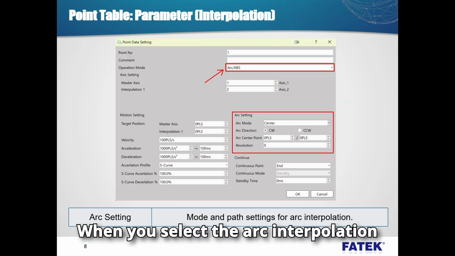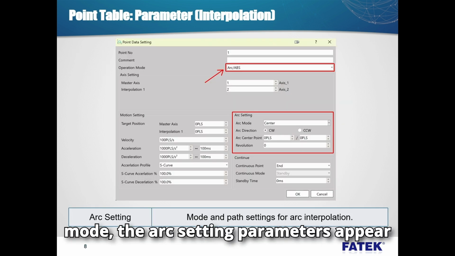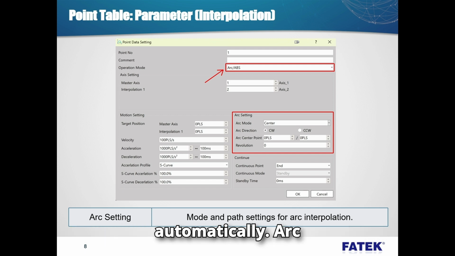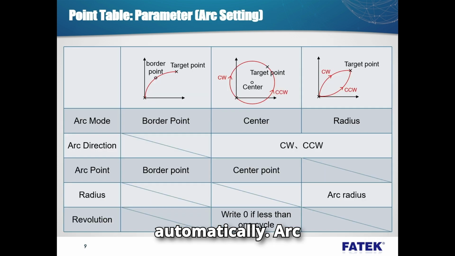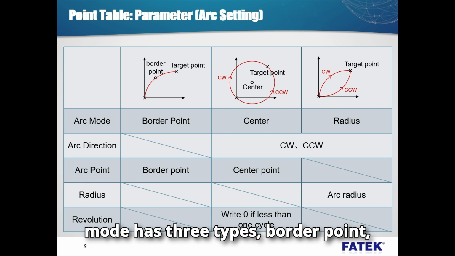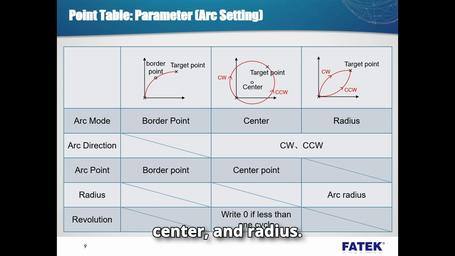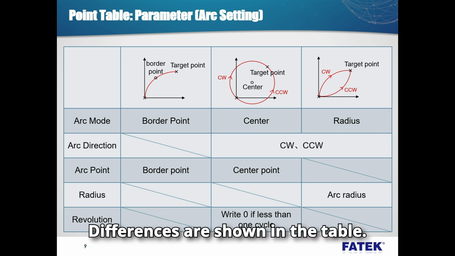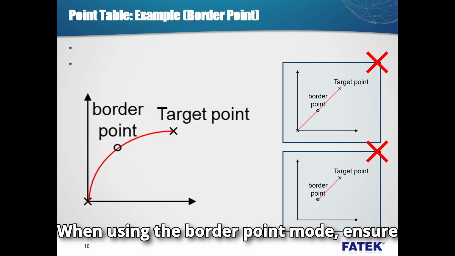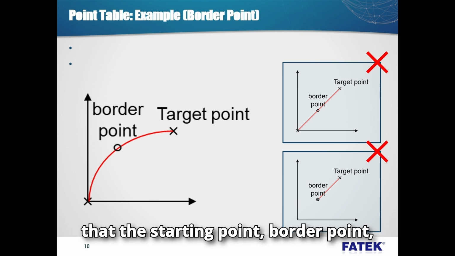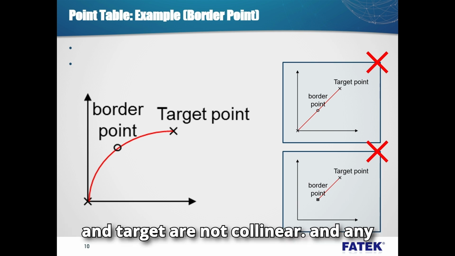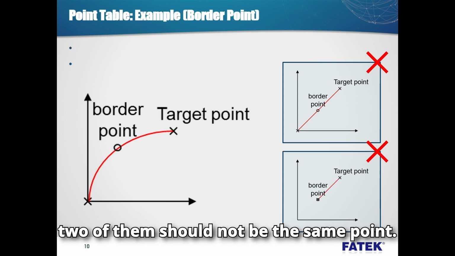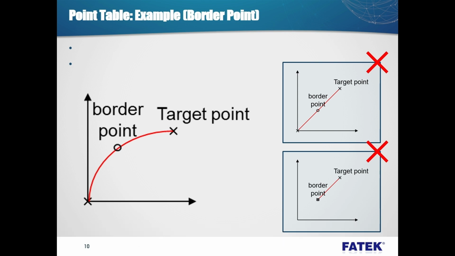When you select the arc interpolation mode, the arc setting parameters appear automatically. Arc mode has three types: border point, center, and radius. Differences are shown in the table. When using the border point mode, ensure that the starting point, border point, and target are not collinear, and any two of them should not be the same point.